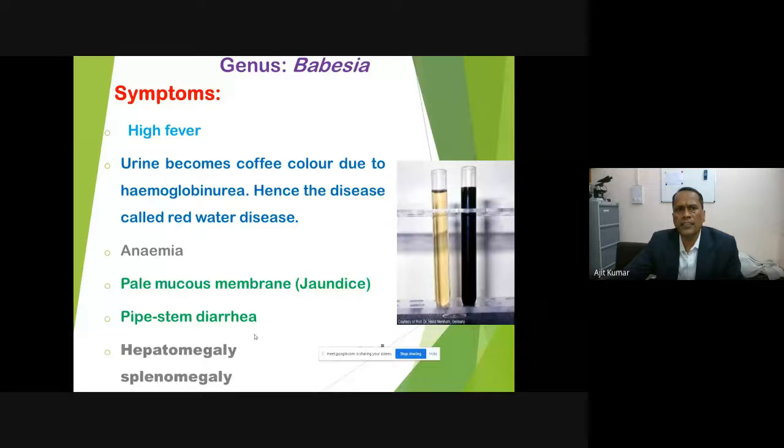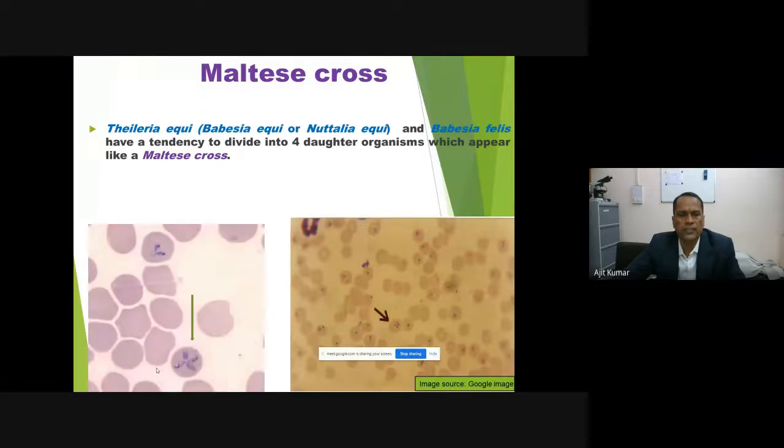Symptoms of Babesia are fever, high fever, then the most cardinal sign is hemoglobinuria, that is coffee colored urine, in the infected animal. This is the cardinal sign, so it is known as red water disease. It leads to anemia because of lysis of the RBC. Hemoglobin is excreted through the urine, so hemoglobinuria occurs in different animals. Then hepatomegaly, meaning enlargement of the liver, and enlargement of the spleen also.